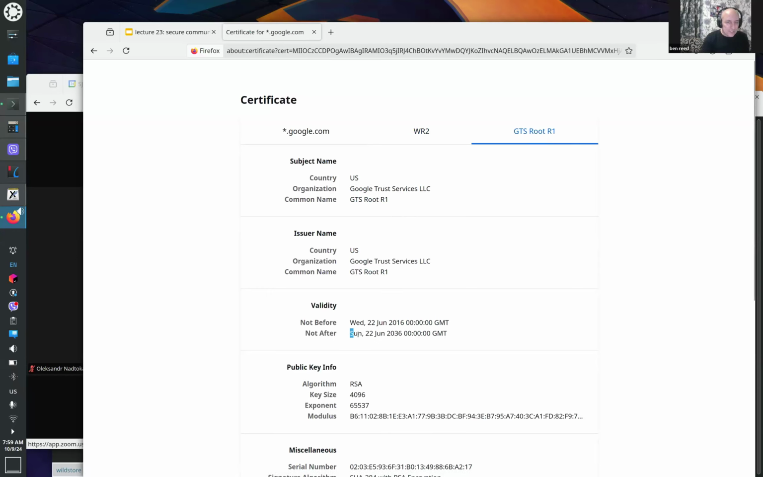You'll notice the expiration date is very far into the future, right? 2036. So why would we trust this certificate? Does anybody know why we end up trusting GTS root 1?